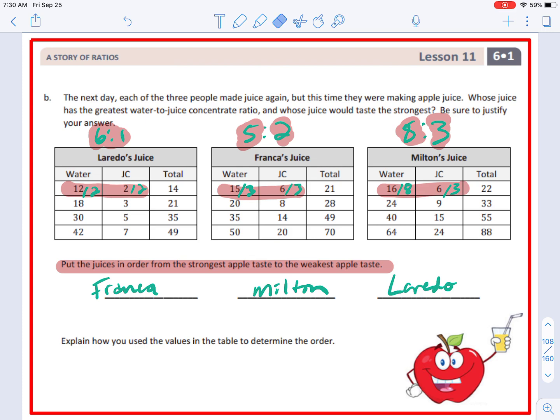Also, here, comparing Franca and Milton, we can also compare when they have the same numbers in a row. So for 16 cups of water, Milton had 6 cups of concentrate. But when Franca had 6 cups of concentrate, she had 15 cups of water. And that's why Franca went first and Milton went second. And then Laredo's last.